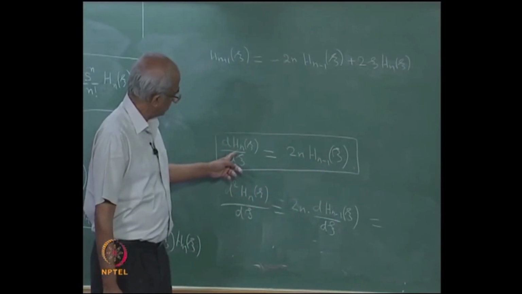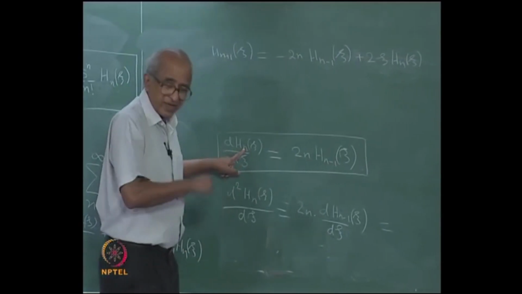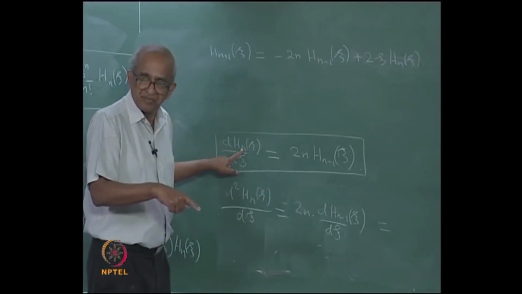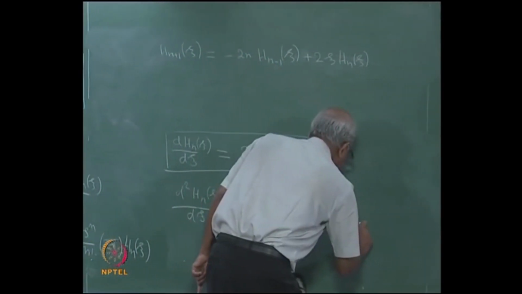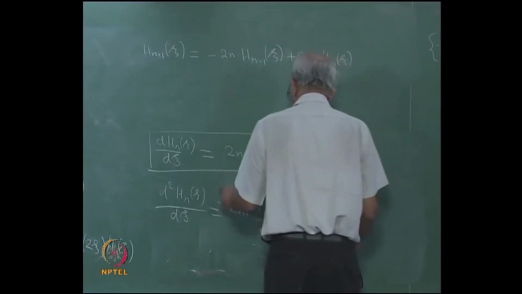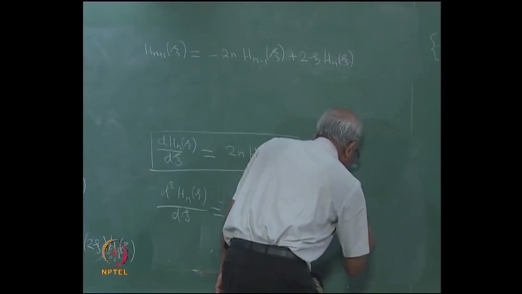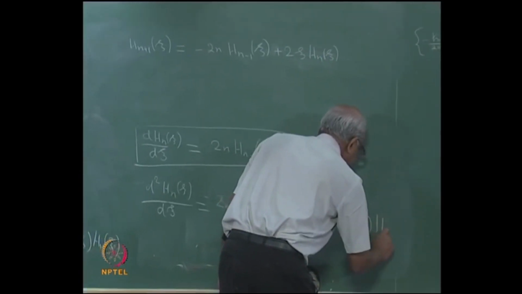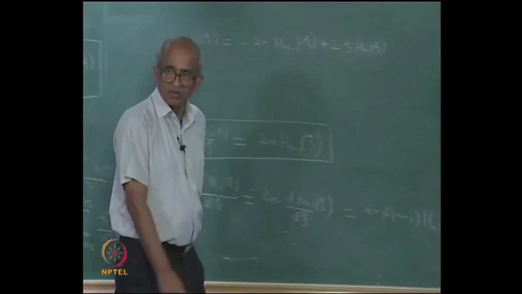So, in this equation all that I need to do is put n minus 1 instead of n. So, if you put n minus 1, what will happen? You are going to get 2n, and for this derivative I am going to use that equation and get 2 into n minus 1 into h n minus 2 c, that is all.